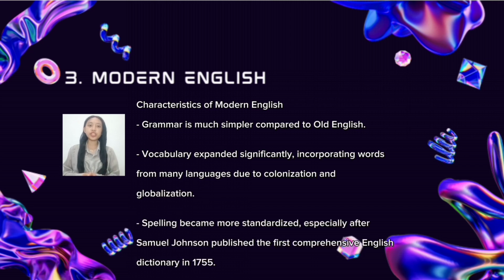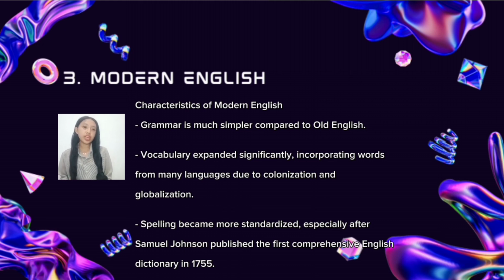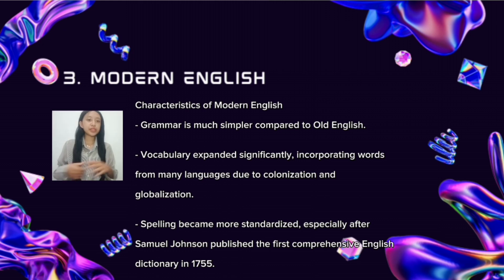Characteristics of Modern English. Grammar is much simpler compared to Old English. The vocabulary expanded significantly, incorporating words from many languages due to colonization and globalization. Next, spelling became more standardized, especially after Samuel Johnson published the first comprehensive English dictionary in 1755.